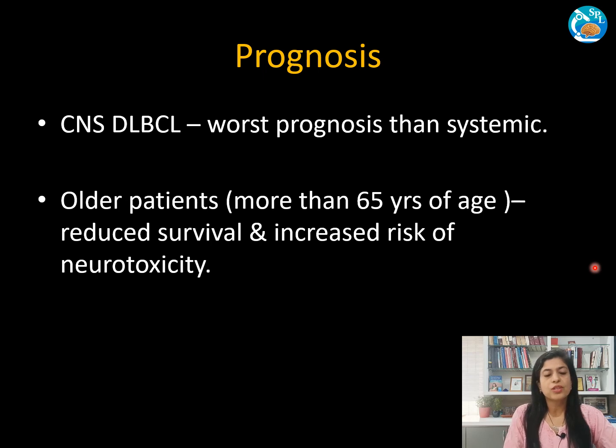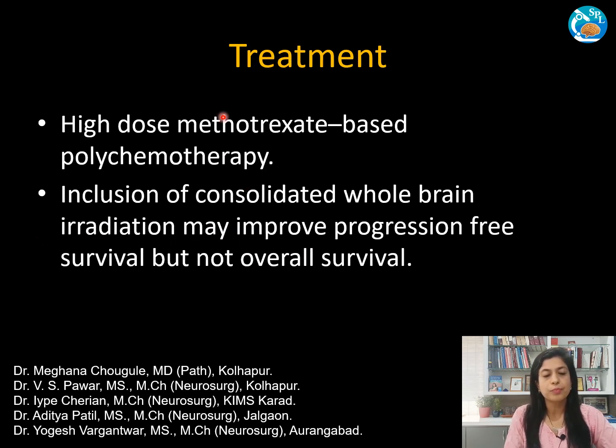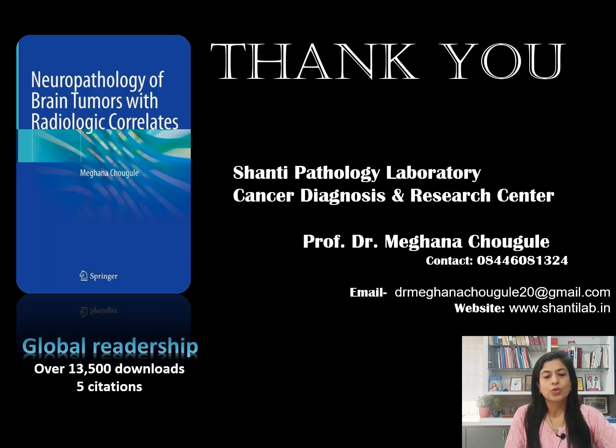So this primary CNS diffuse large B-cell lymphoma has a worse prognosis than the systemic lymphomas. In younger adult patients, these patients do better and they may be cured. But older patients, especially those more than 65 years of age, have shown reduced survival with increased risk of neurotoxicity. Coming to treatment, high dose methotrexate based polychemotherapy is administered. Inclusion of consolidated whole brain irradiation may improve progression-free survival, but not overall survival. So thank you very much.